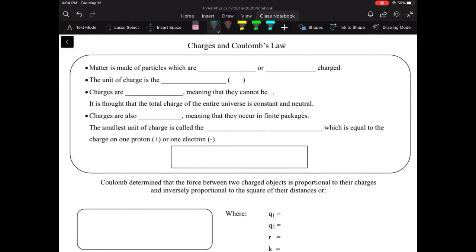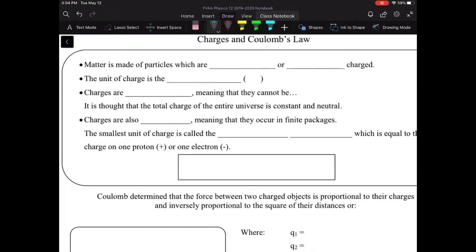So first, let's fill out some of these notes here. Matter is made of particles which are positively and negatively charged. The unit of a charge is the Coulomb, after yours truly, abbreviated C. Charges are conserved.